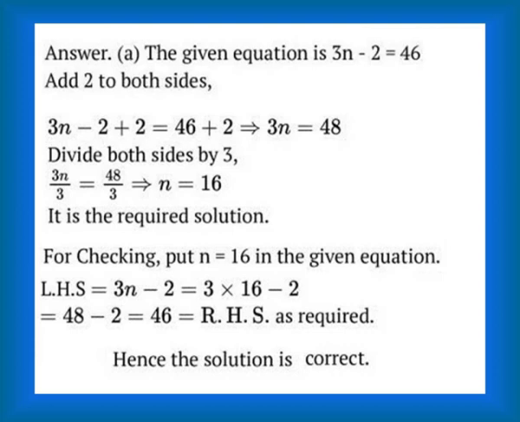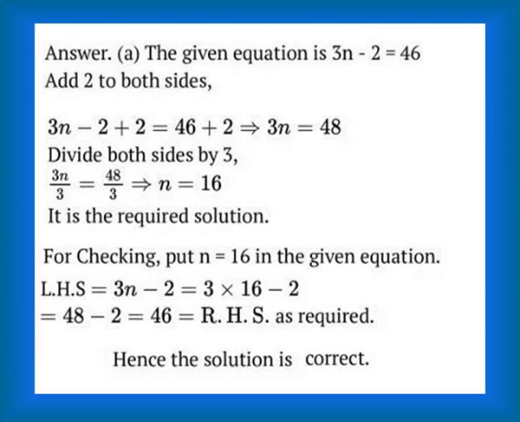So our LHS becomes 3n by 3 and our RHS becomes 48 by 3. In LHS, 3 and 3 get cancelled and we get n. In RHS, 48 by 3 is equal to 16. Therefore, n is equal to 16. Thus, we separated the variable and constant. Also, we found a solution, that is n is equal to 16.